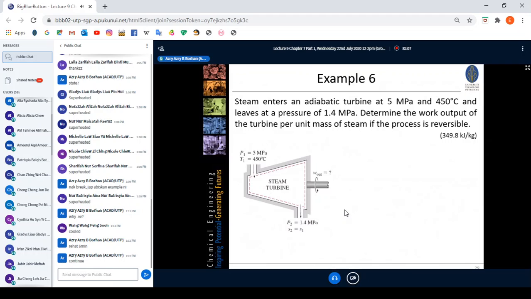Okay, example 6, please try this out. More or less the same as example 5, but this time you need to find the work output by using the same formula and so on.